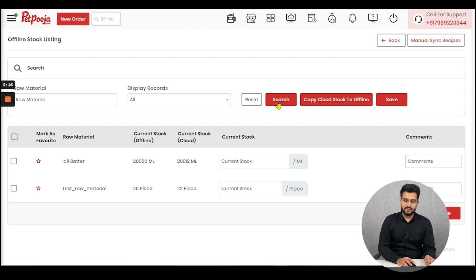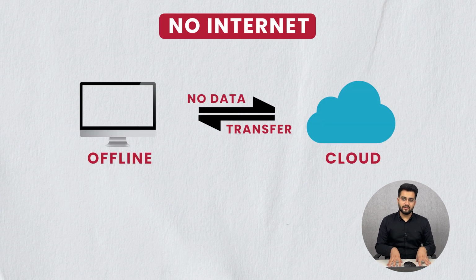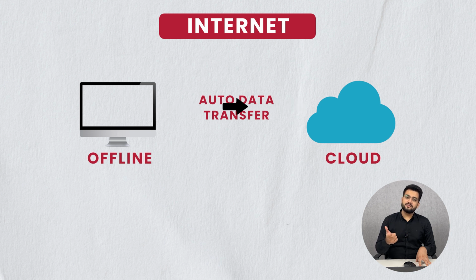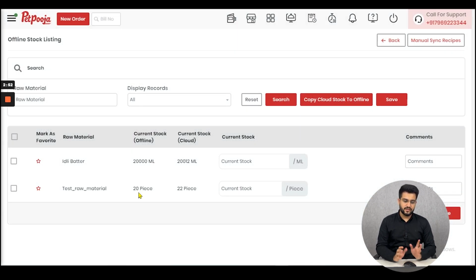As you can see here, these two stock items are available in my offline stock. The cloud stock is 20,012 ml and 22 pieces, and the current offline stock is 20,000 ml and 20 pieces. Now this is used whenever there are internet connectivity problems. Once the internet connectivity comes back, you can auto update these raw materials to the cloud level, and both the inventories can be tallied. So first, let us see how to do an entry here.